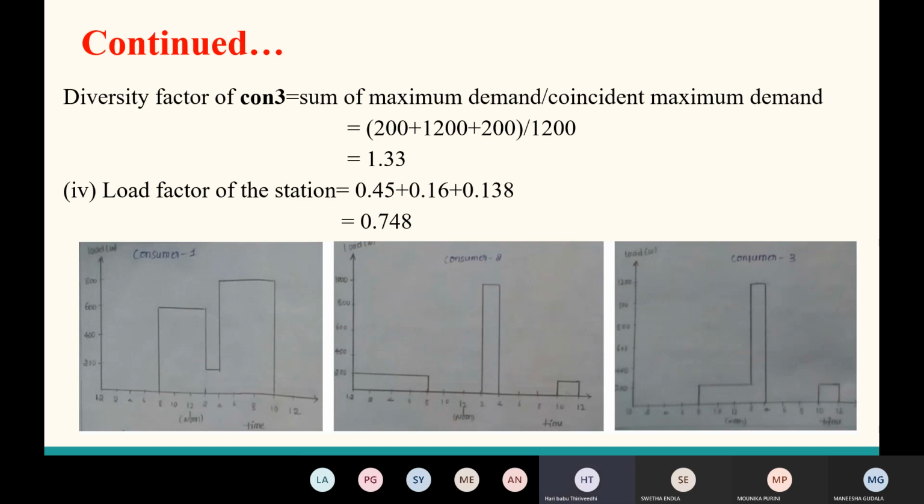Find, first one, the maximum kVA demand on the transformer. Second one, load diversity in kilowatt.